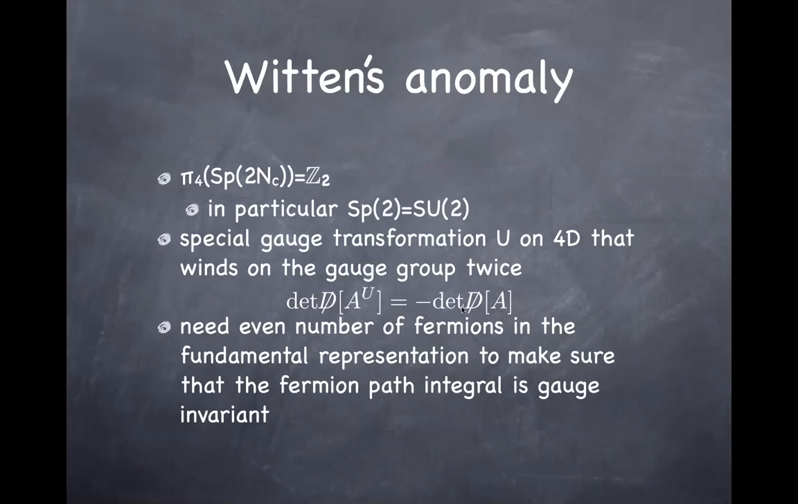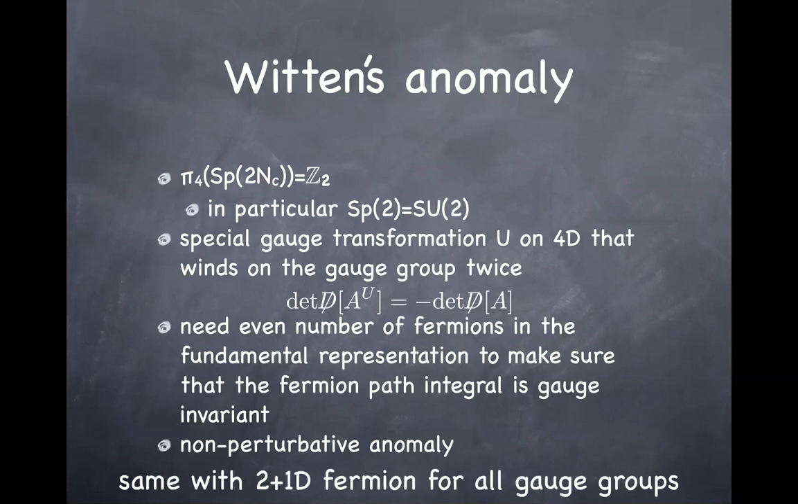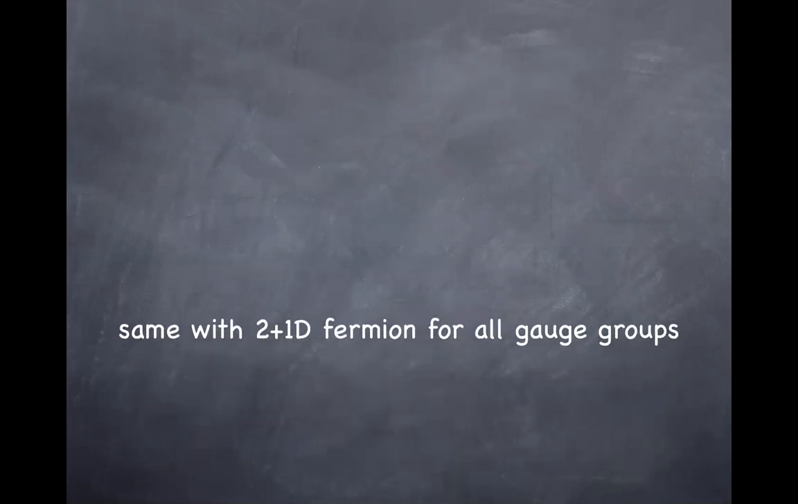But this is already an anomaly in the sense that the Dirac determinant is no longer invariant under the gauge transformation because it changed its sign. So that's why you need to have an even number of the SU(2) doublets so that you get this sign an even number of times, and therefore your fermion path integral is gauge invariant. And this is the anomaly you do not see in perturbation theory, so this is actually non-perturbative. And the same can be said about the three-dimensional theory for all gauge groups.